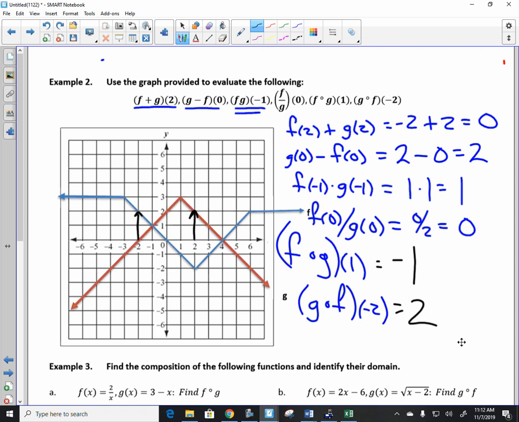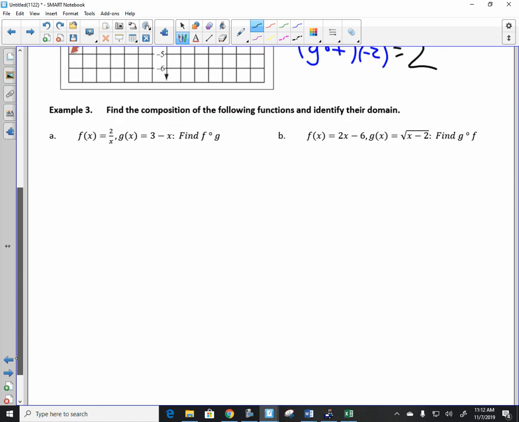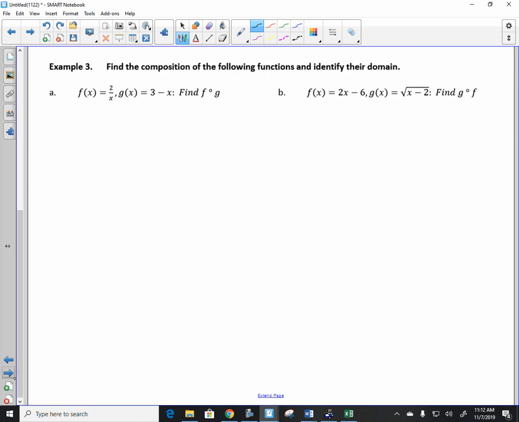All right, let's look at our last examples, which is on domain. This is where it gets a little bit more interesting. Not necessarily difficult. It says find f composed of g, and we also want to find the domain. Well, f composed of g is going to be equal to, if you take g and plug it into f, we get 2 over 3 minus x.